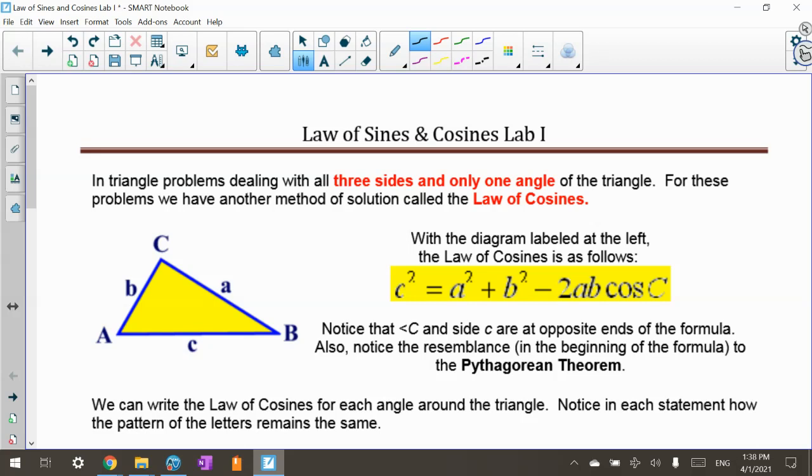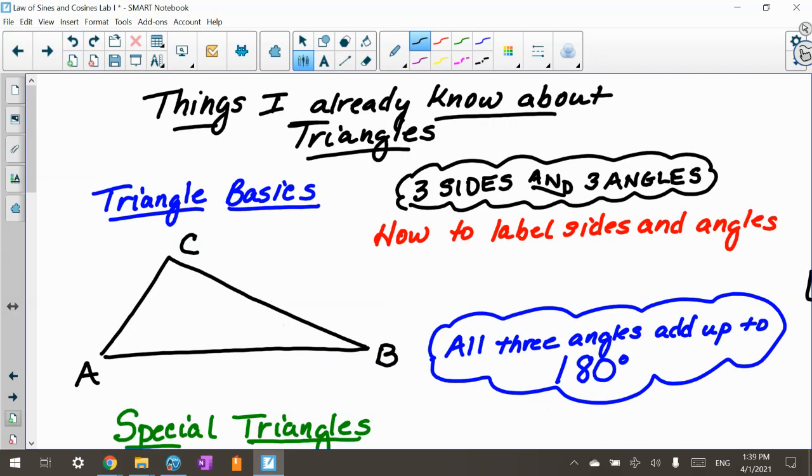And I do know that you watched the video that showed the basics of this, but I want to go through a few things before we start doing this lab, just to remind you of things that you already know. So I'm going to go to this page, and basically it's things I already know about triangles. So if you want to grab a sheet of paper or something to write this on, and I know some of this is going to sound nuts to you, but it really will help.